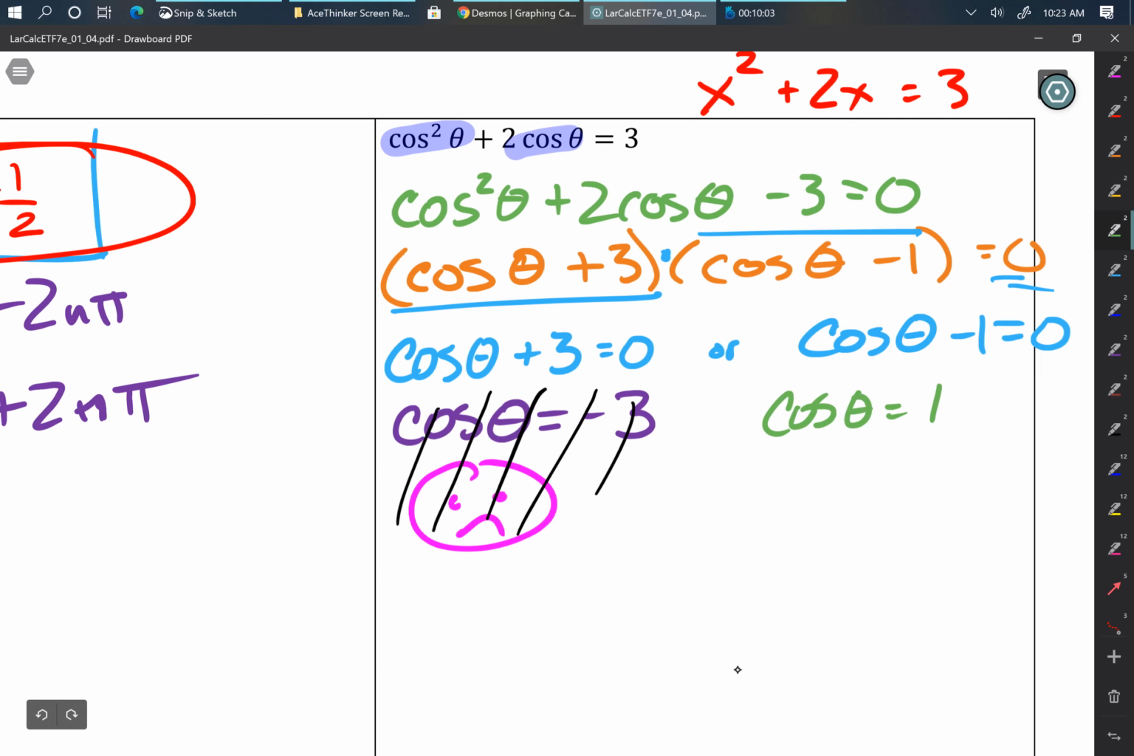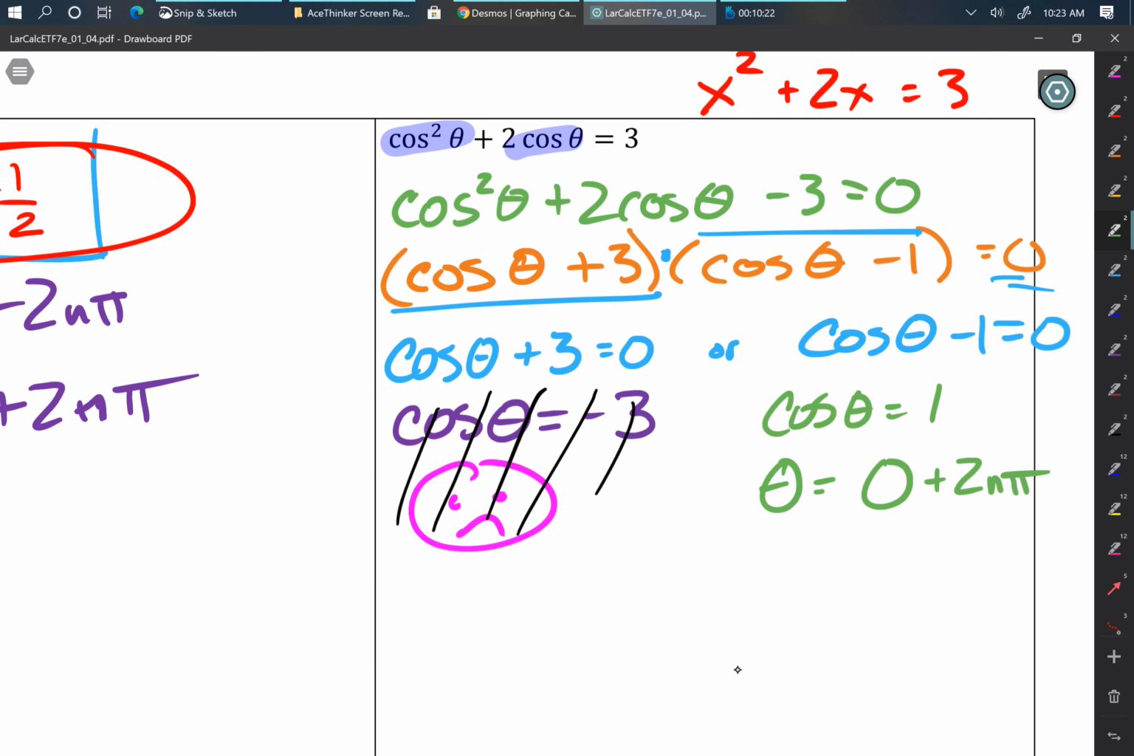This tells me that cosine must be equal to 1. Well, on the unit circle, where is cosine equal to 1? Cosine is equal to 1 when the angle is 0 plus 2 n pi.